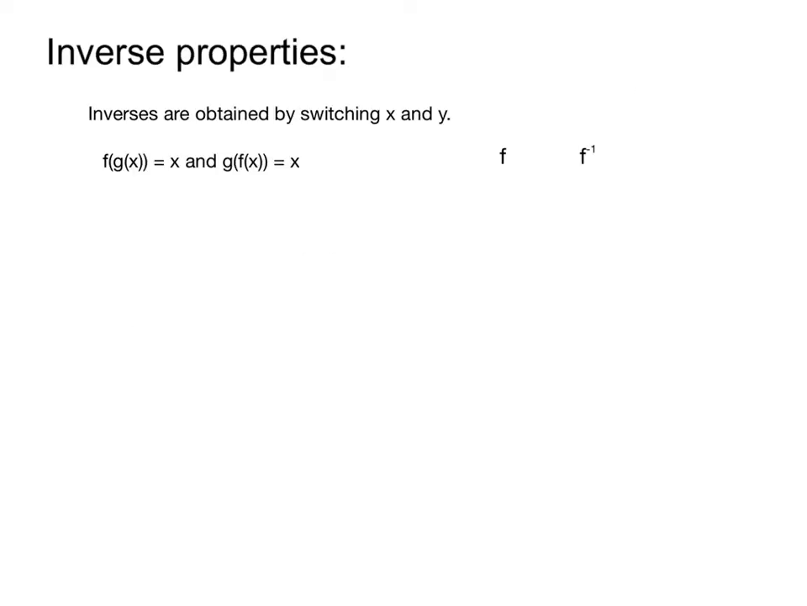So there are some important inverse properties that will be helpful when we learn to take the derivative of an inverse function. The first thing to remember is that inverses are obtained by switching the x and y coordinates. The domain of one is the range of the other, and vice versa. So this is really important.